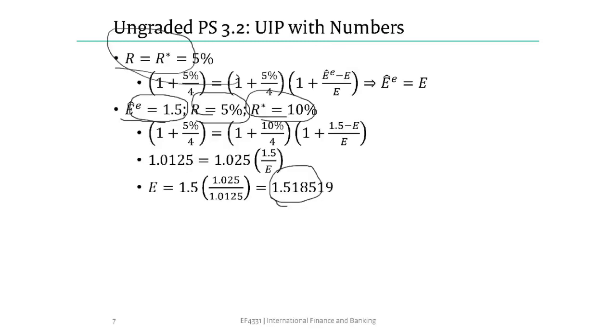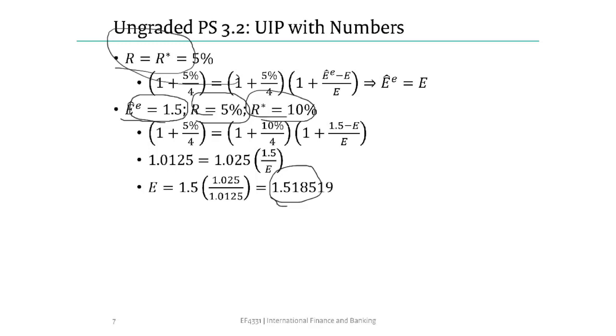Okay, so the second question of the ungraded problem set is just asking you to plug in numbers into the UIP formula. So rather than read the prompt, I'll tell you what values the prompt assigns. R star is equal to 5%. For the first part, they just assume that two countries have identical interest rates, and you solve for what the expected future spot rate should be equal to. So this is a very easy exercise.